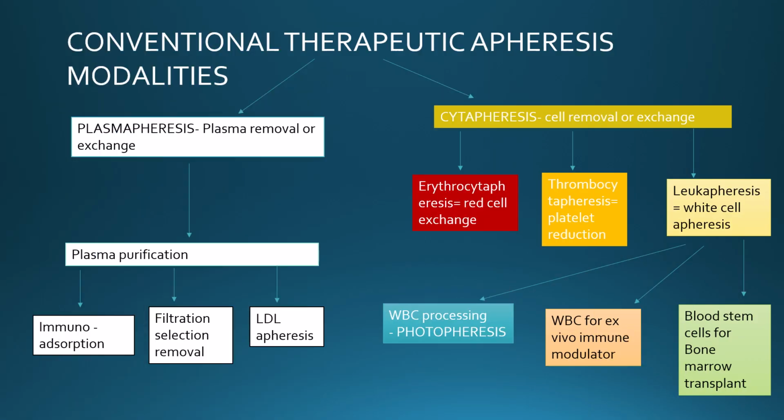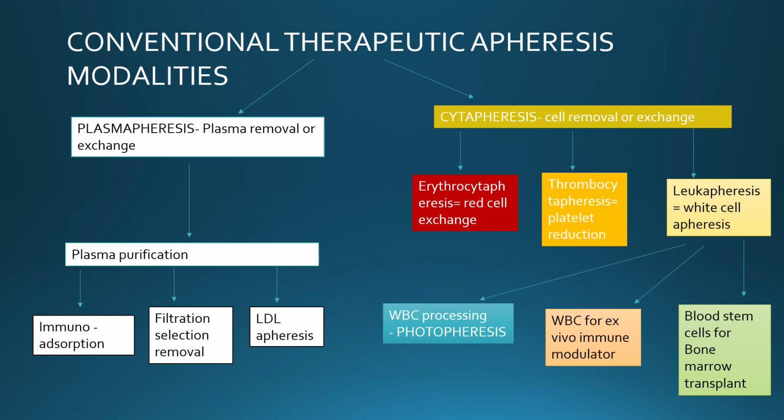Now that we understand apheresis, we see the classification of therapeutic apheresis. It is divided into plasmapheresis and cytopheresis. In plasmapheresis, we are removing the plasma, and here the patient plasma is replaced by fluid like albumin or FFP. It is used commonly in Myasthenia Gravis, GBS and TTP.